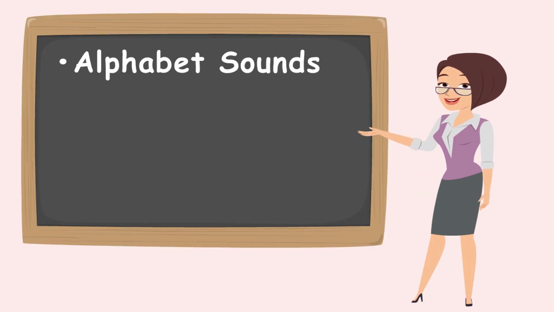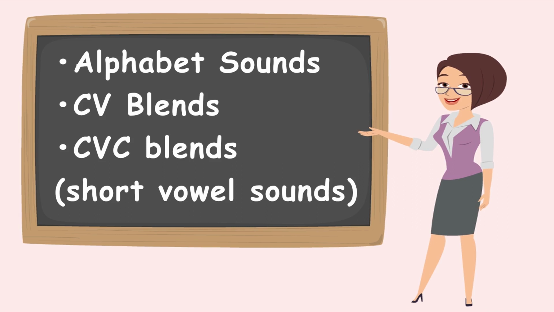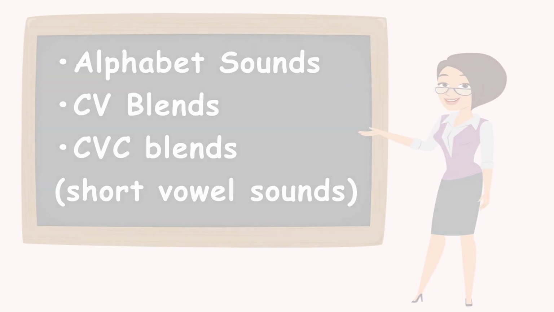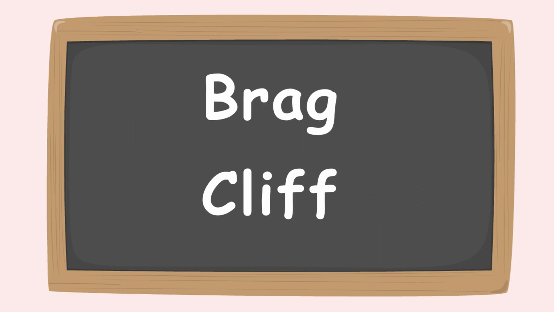We have seen how the alphabet sounds. We have seen what are CV blends or consonant and vowel blends. We also saw what are CVC blends, consonant vowel consonant blends with the short vowel sounds. Then we went on to see what are two consonant blends in the beginning of the words and in the end of the words, like brag or cliff.